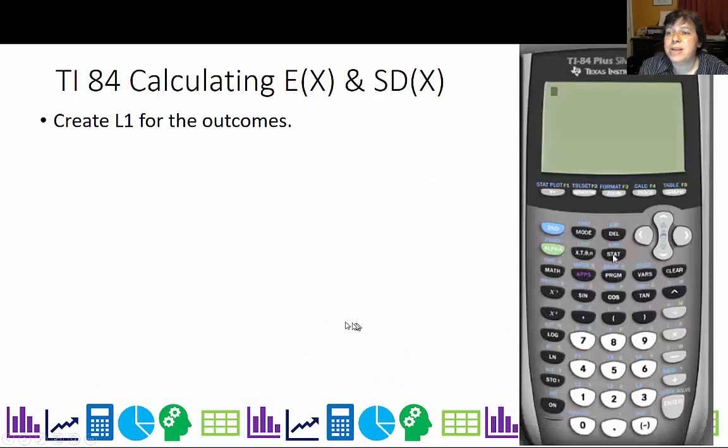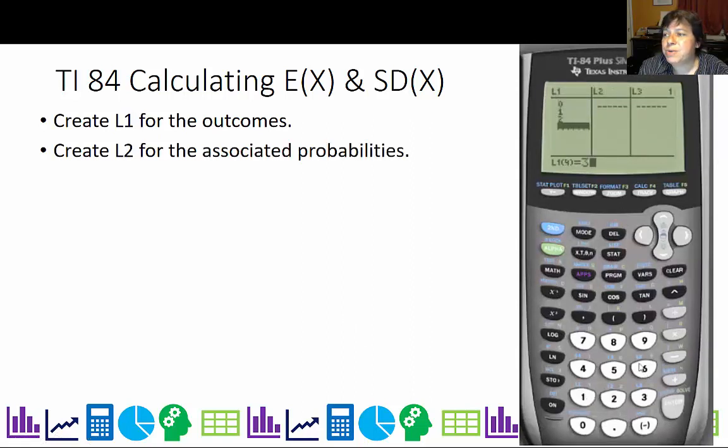So we're going to start by creating list 1 for the outcomes by hitting edit and entering your outcomes there, and we've got them in. And after we do that, we're going to create list 2 for the probabilities. So we'll put those there. You can actually put fractions in. You don't have to put the decimals in, but if you know the decimals, that's fine. So I could have said 3 divided by 8, and it would have given me the 0.375.